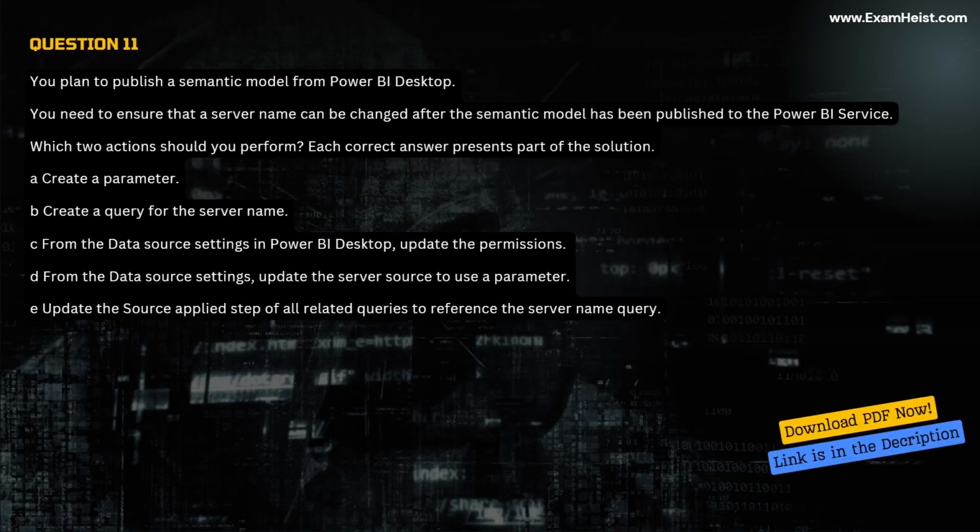Question 11. You plan to publish a semantic model from Power BI Desktop. You need to ensure that a server name can be changed after the semantic model has been published to the Power BI service. Which two actions should you perform? Each correct answer presents part of the solution. A. Create a parameter. B. Create a query for the server name. C. From the data source settings in Power BI Desktop, update the permissions. D. From the data source settings, update the server source to use a parameter. E. Update the source applied step of all related queries to reference the server name query.